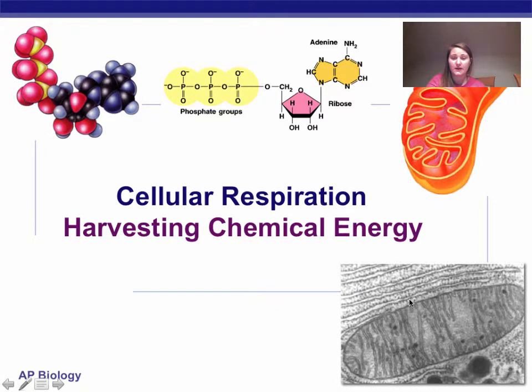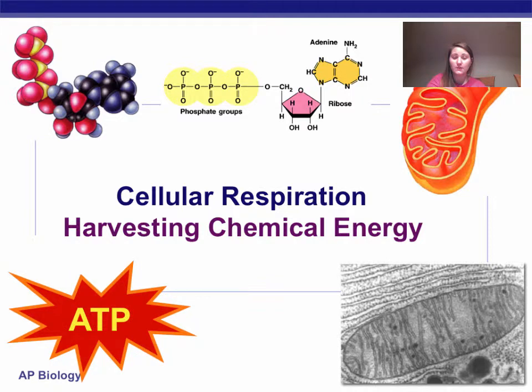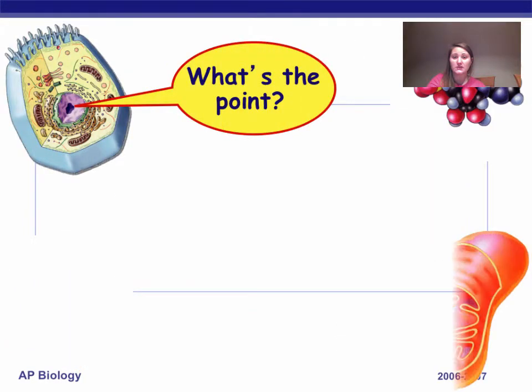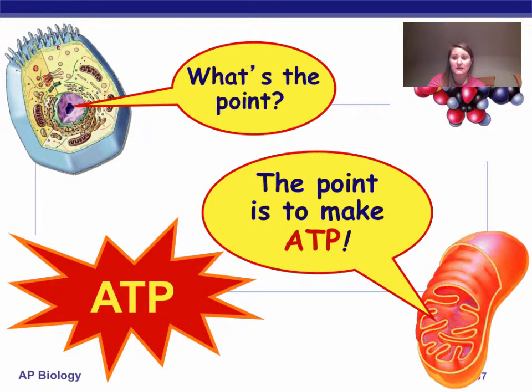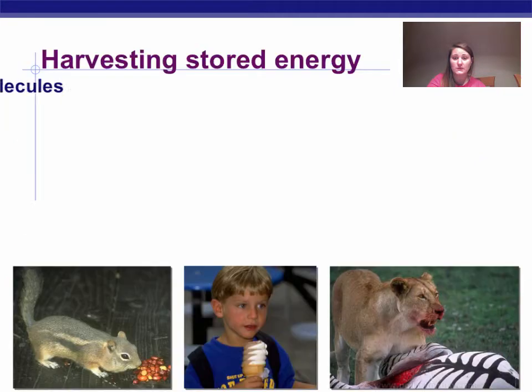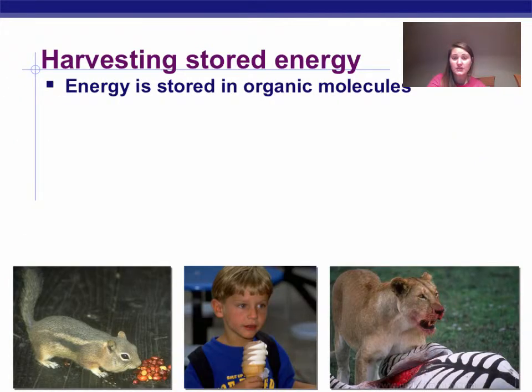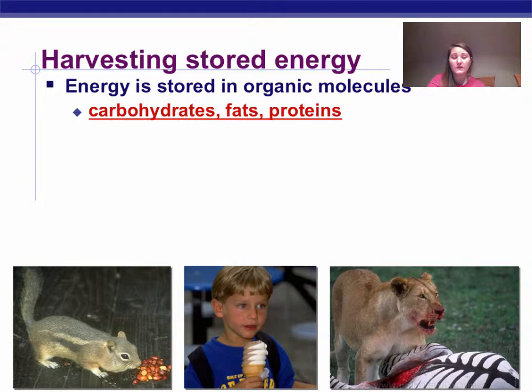In this presentation, I'm going to give you a quick overview of the processes for cellular respiration to help you make your videos. The point of cellular respiration is to generate ATP, the energy that our body can use. How do we get energy? It is stored in the organic molecules that we eat.